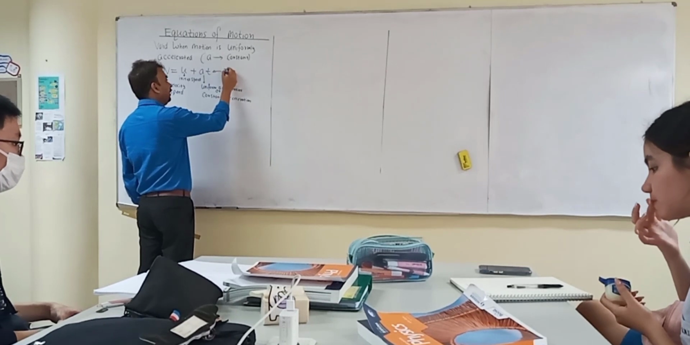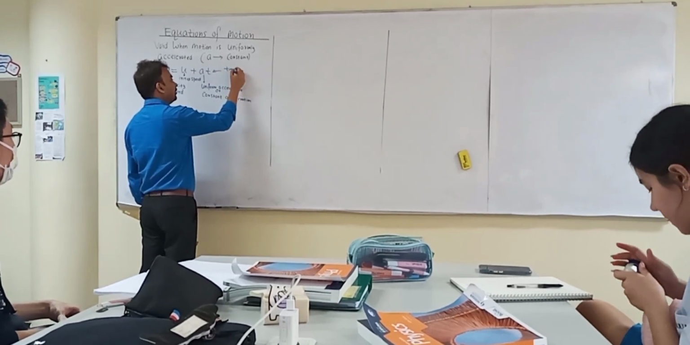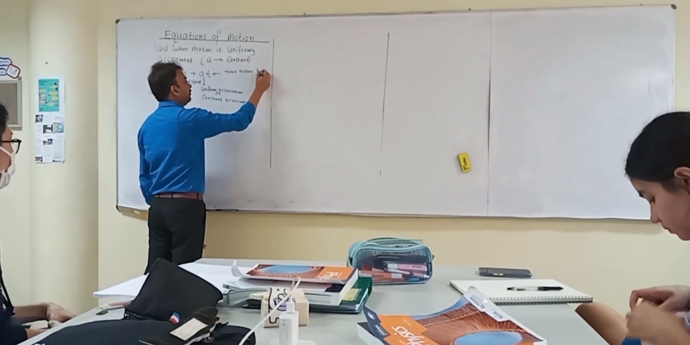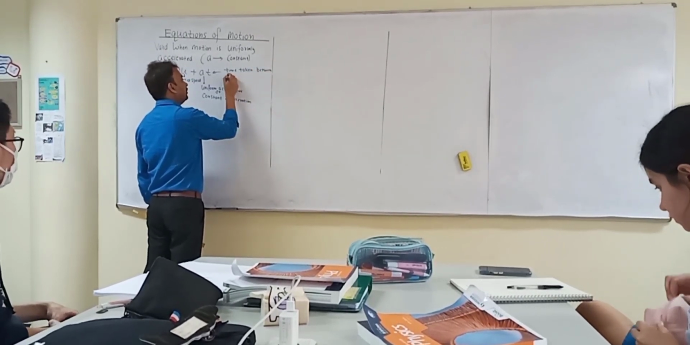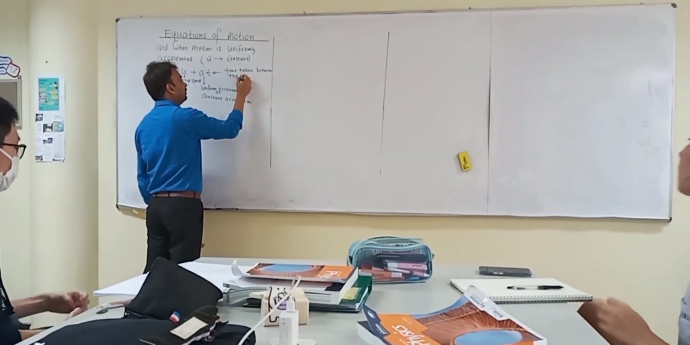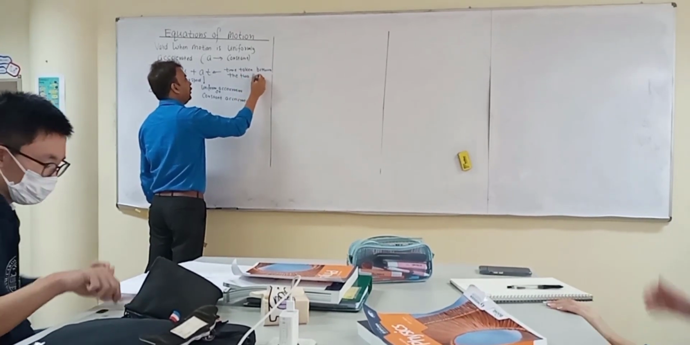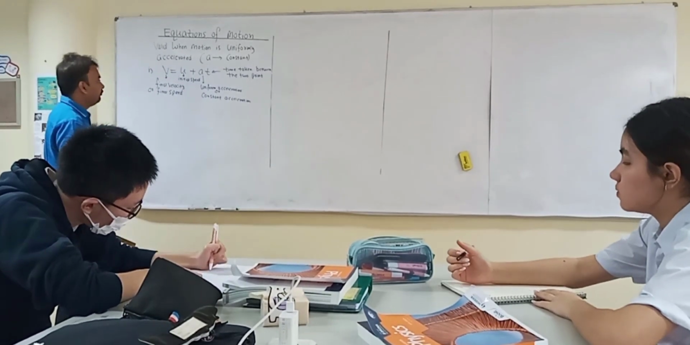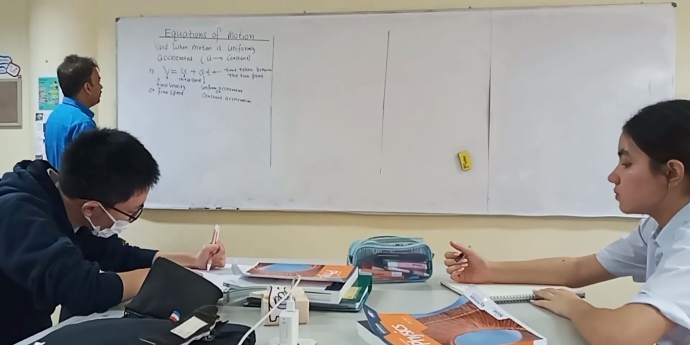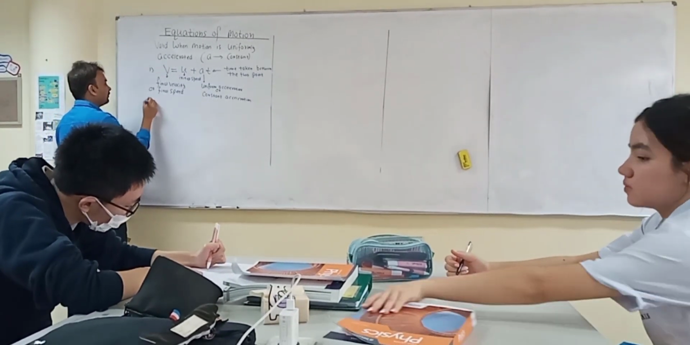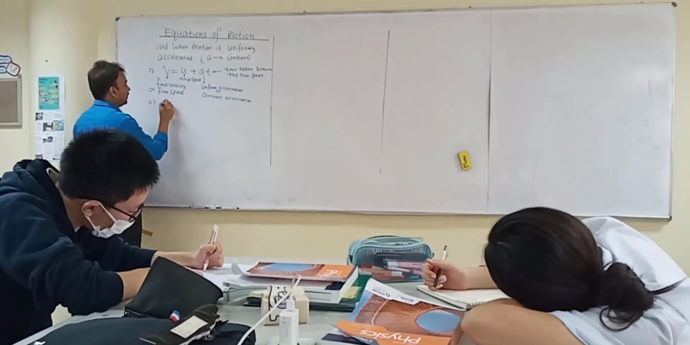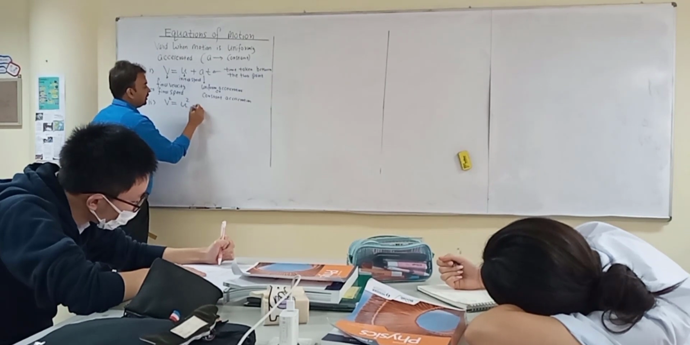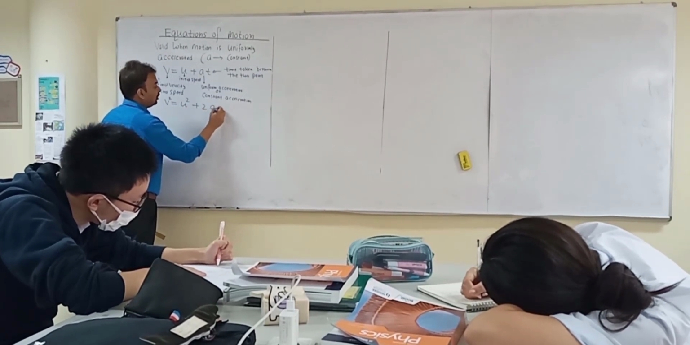So T is the time taken between the two points, the starting point and the destination point. That is the first equation of motion. The second equation of motion is V square is equal to U square plus 2AS.